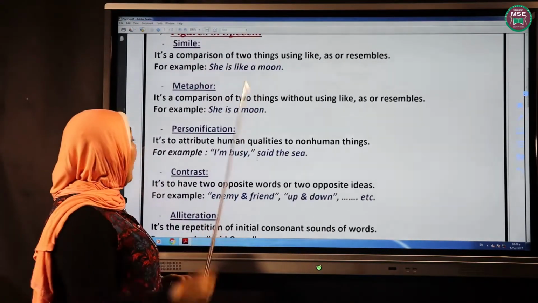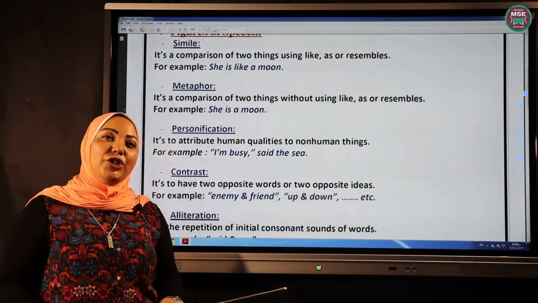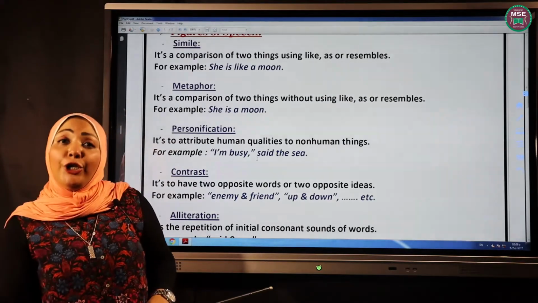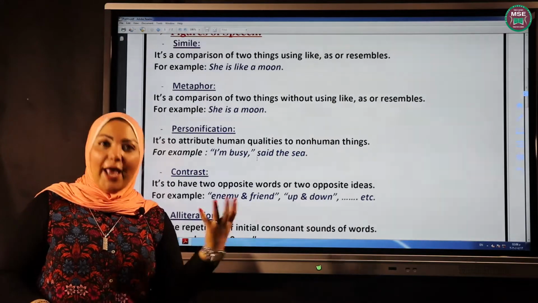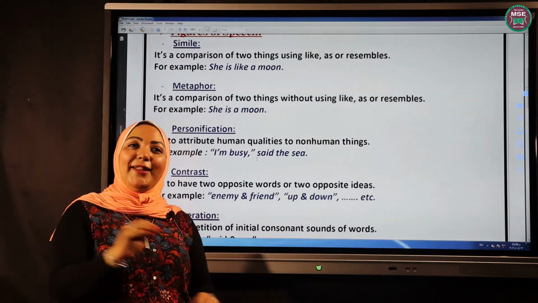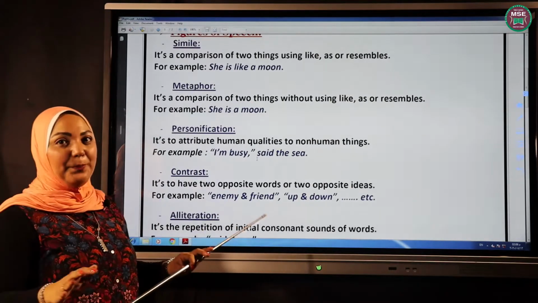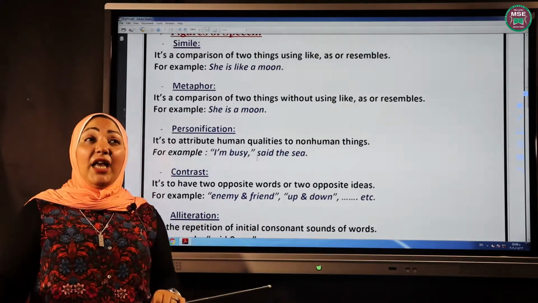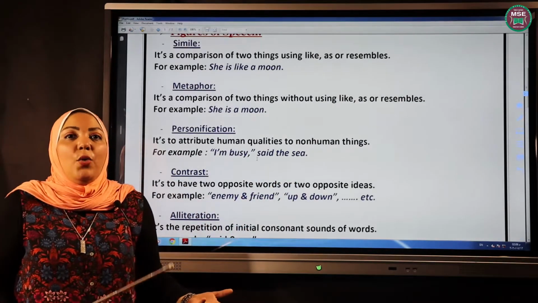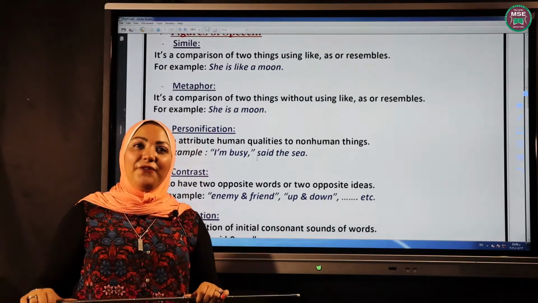Then, you have something that's called personification. What does it mean by personification? To personify means to take something that is non-human and give it the quality of a human. For example, I am busy, said the sea. Of course, you remember this line. I think that most of you had this as the first poem, okay, in Prep 1. So, I am busy, said the sea. Here, we gave a human quality to the sea, which is non-human, okay, that he can talk and that he is busy. So this is what is called personification.